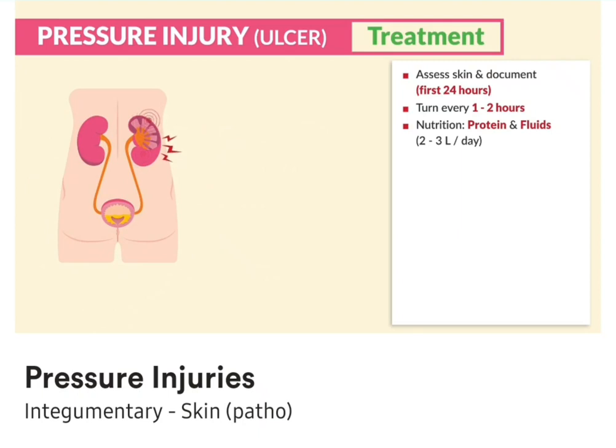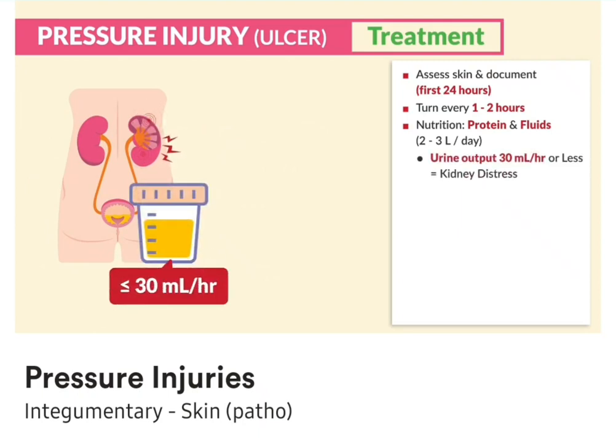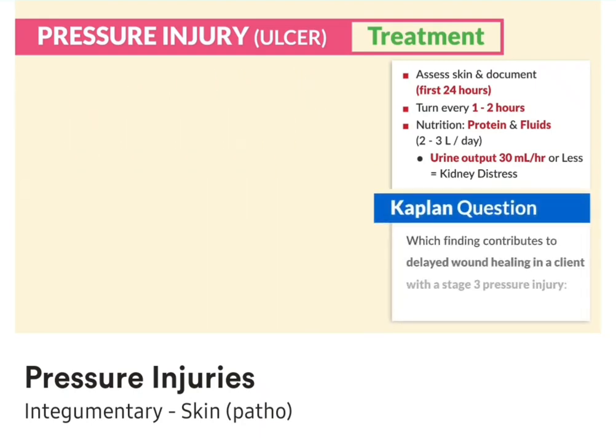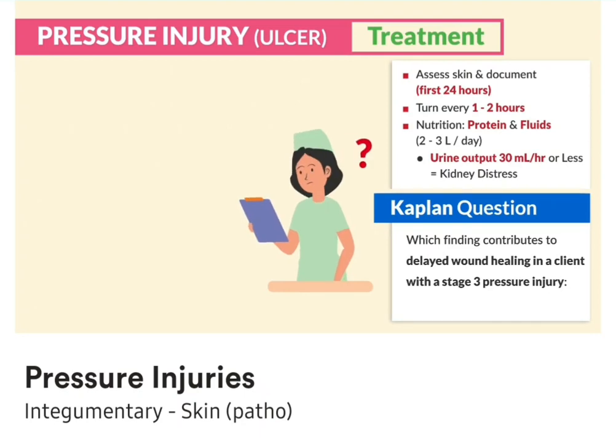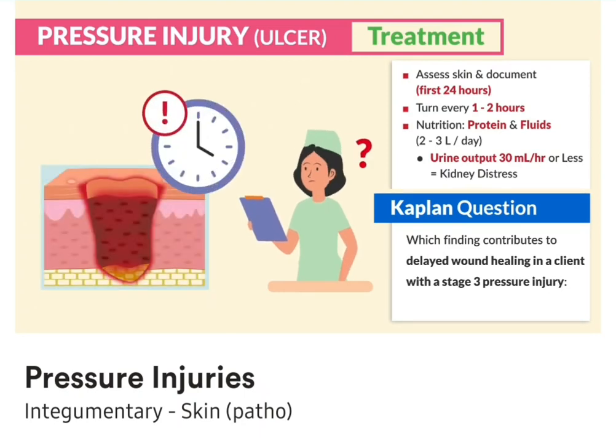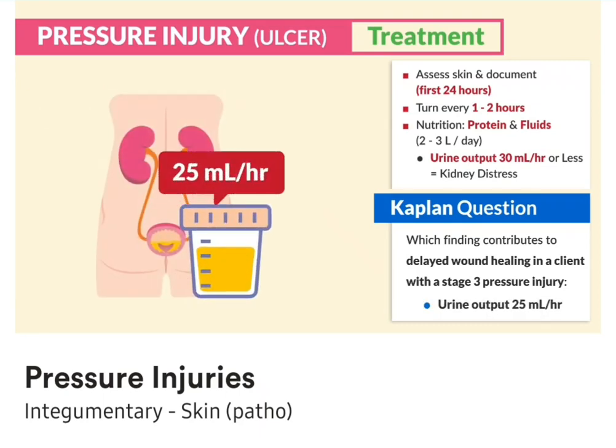Well, we monitor urine output. So write this down here. Urine output 30 mLs per hour or less. This means that the kidneys are in distress. Or in this case, it means we have less than adequate hydration. So Kaplan mentions, which finding contributes to delay wound healing in a client with a stage 3 pressure ulcer? Urine output 25 mLs per hour. Yes, it has to be at least over 30 mLs per hour.